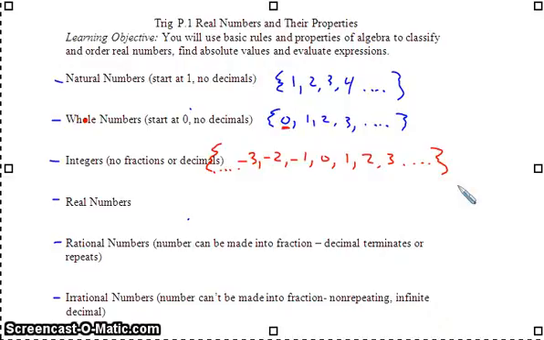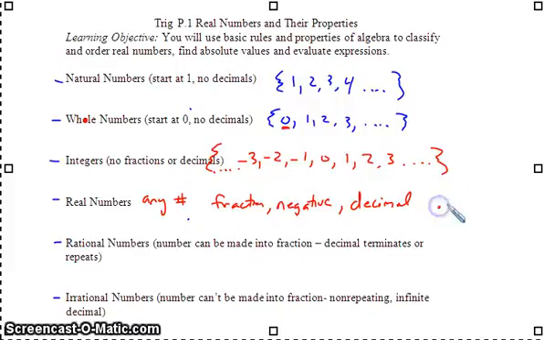Real numbers are any number that you can think of. It can be a fraction, it can be a negative number, it can be a decimal. If you can think of a number, it is categorized as a real number. So I might be able to say 0.3333333 and so on. That's a real number. 1/3 is a real number. Pi is a real number. Any number you can think of is a real number.